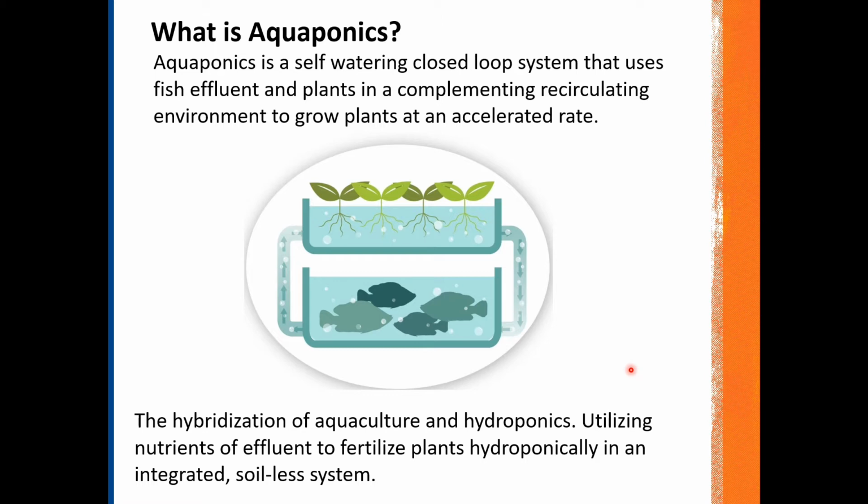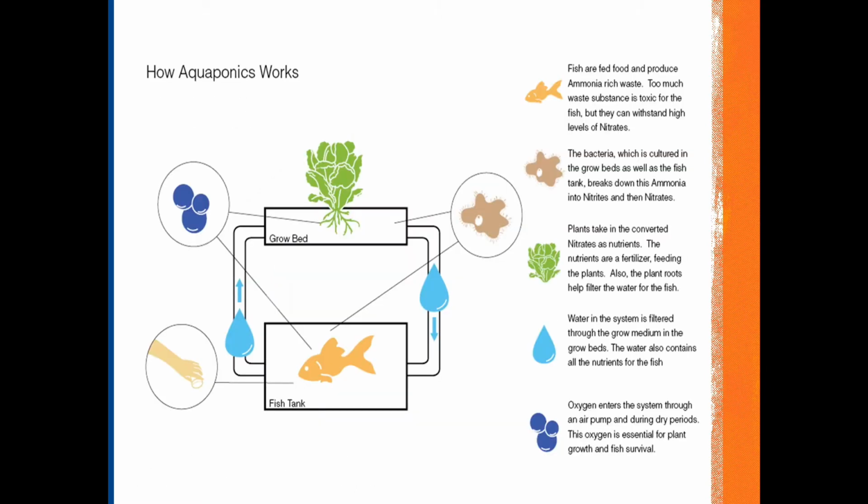Some people call this the hybridization of aquaculture and hydroponics. You're learning a lot about aquaculture this week. That's the fish component, and hydroponics is what we refer to for the plant component and the nutrients that go through this soilless system.